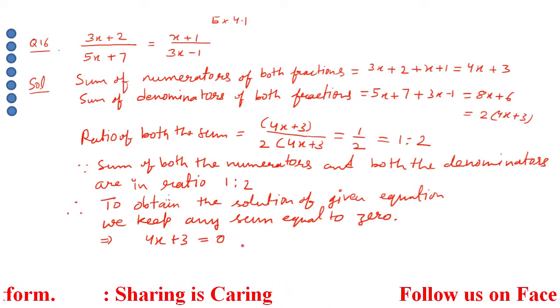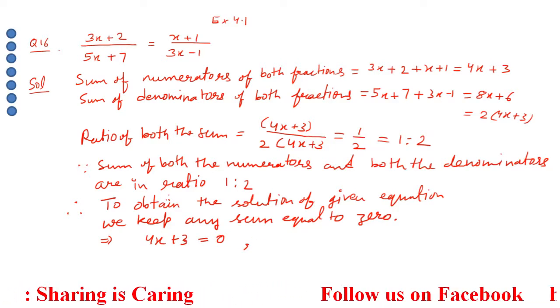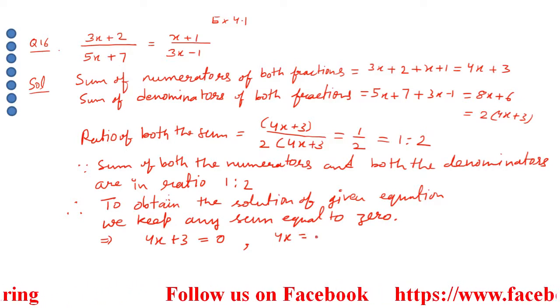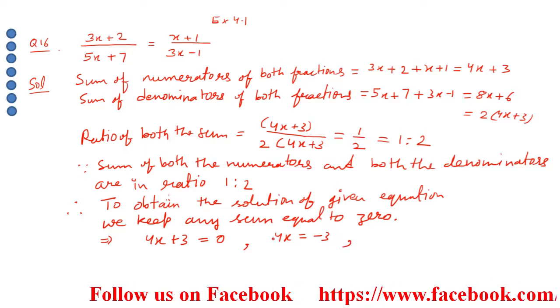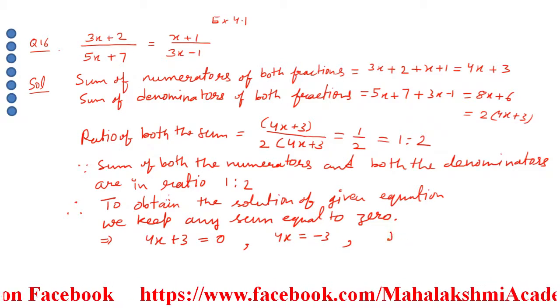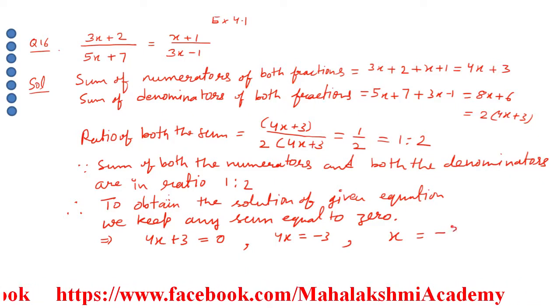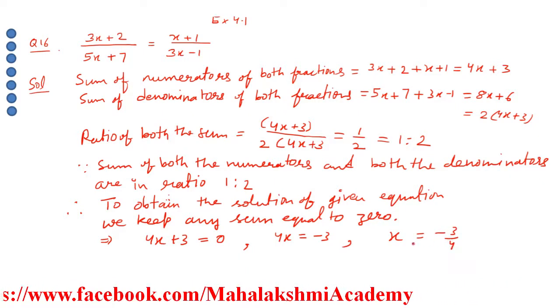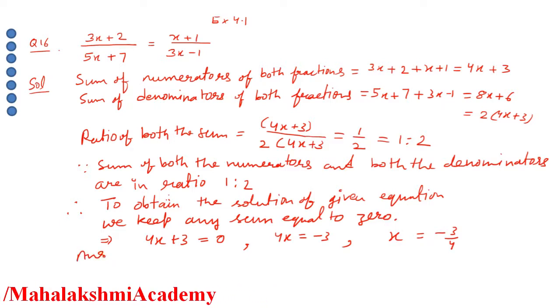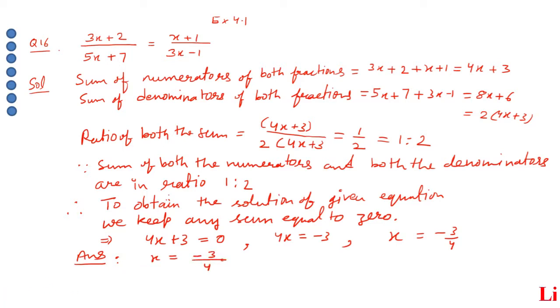Now from here we get the value of x. The 3 is positive, so shifting it across we get 4x = -3. In the next line, the 4 is multiplied, so it moves down, and we get x = -3/4. So that's the answer: the answer of this given question is x = -3/4.